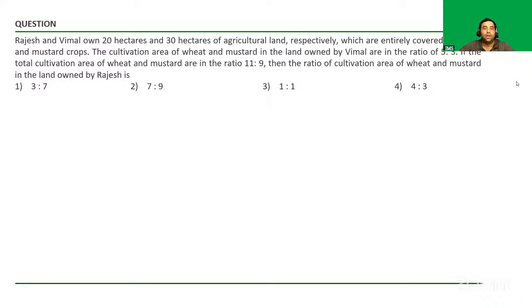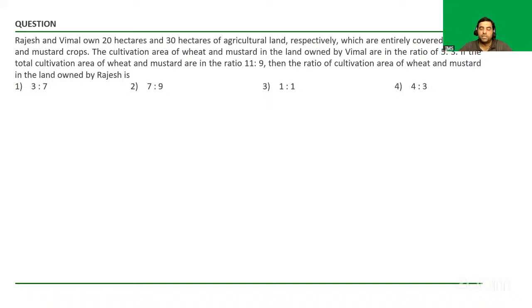It says, Rajesh and Vimal own 20 hectares and 30 hectares of agriculture land respectively. Now, the moment I say respectively, that means Rajesh had 20 while Vimal had 30, which are entirely covered by wheat and mustard crops. The cultivation area of wheat and mustard in the land owned by Vimal are in the ratio 5:3. If the total cultivation area of wheat and mustard are in the ratio 11:9, then find the ratio of cultivation area of wheat and mustard in the land owned by Rajesh.